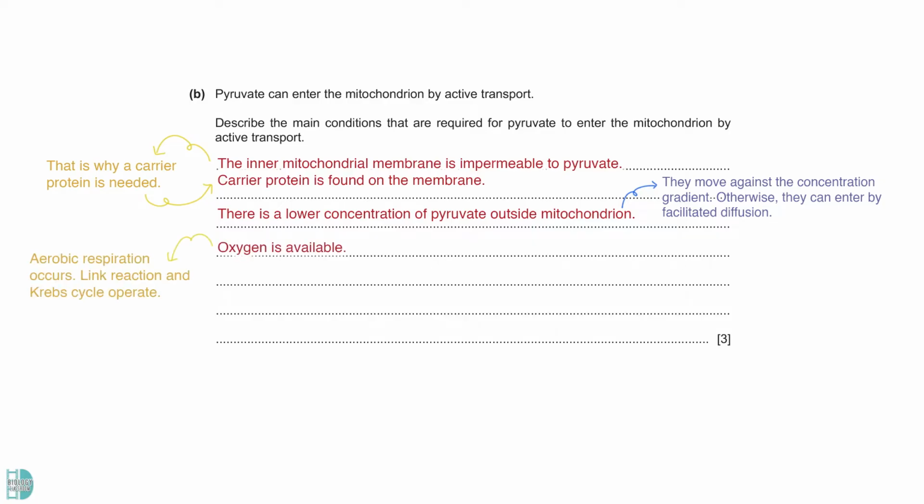Pyruvate does not enter mitochondria if aerobic respiration does not take place. This is because the link reaction and Krebs cycle would not be operating. So, oxygen must be available when it moves into the organelle. Lastly, energy is required for this movement. So, ATP must be available.